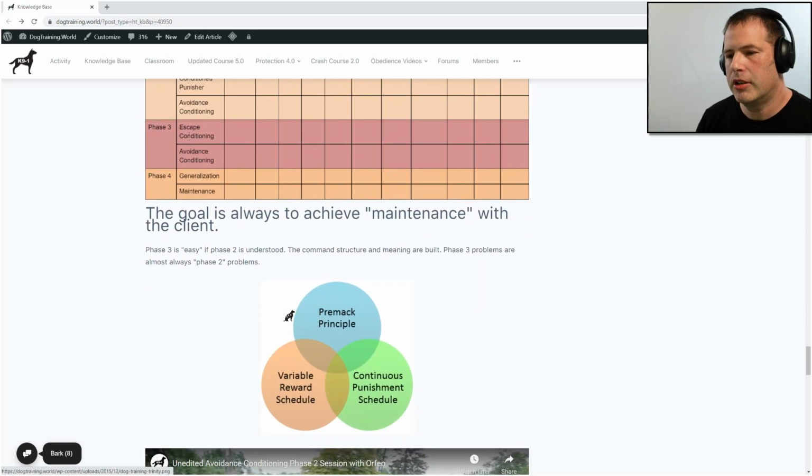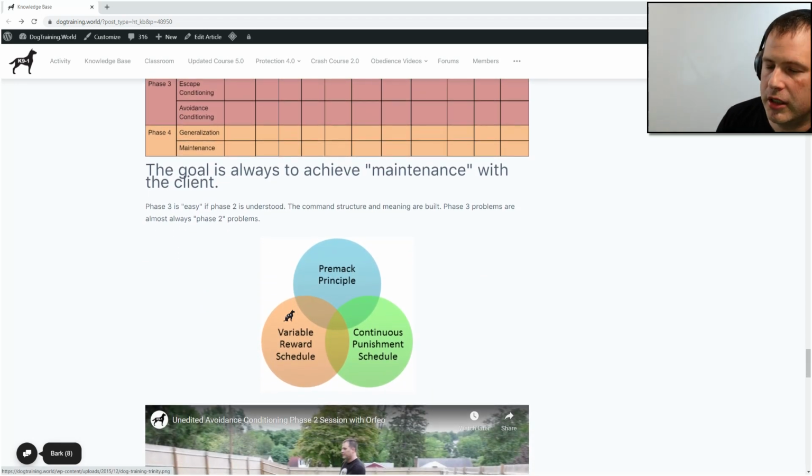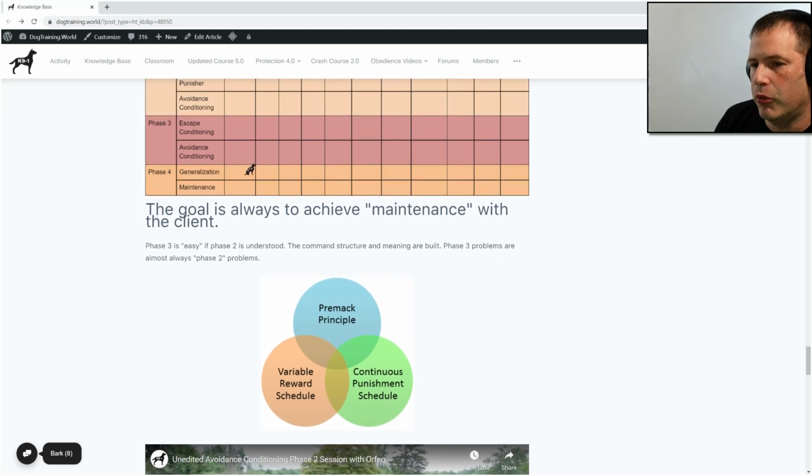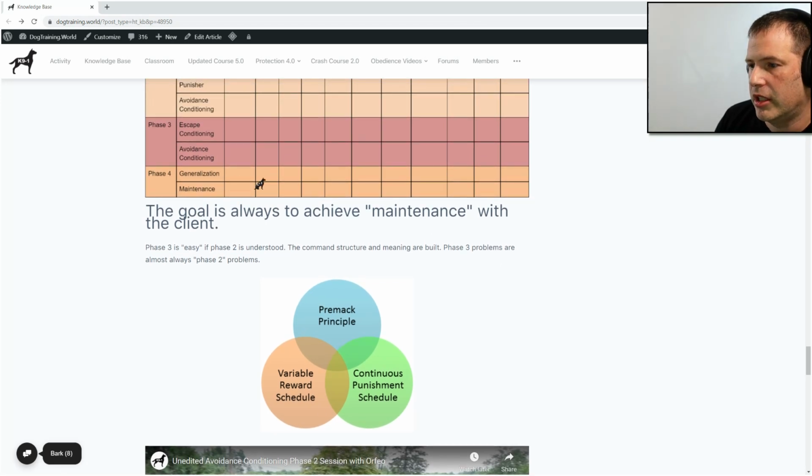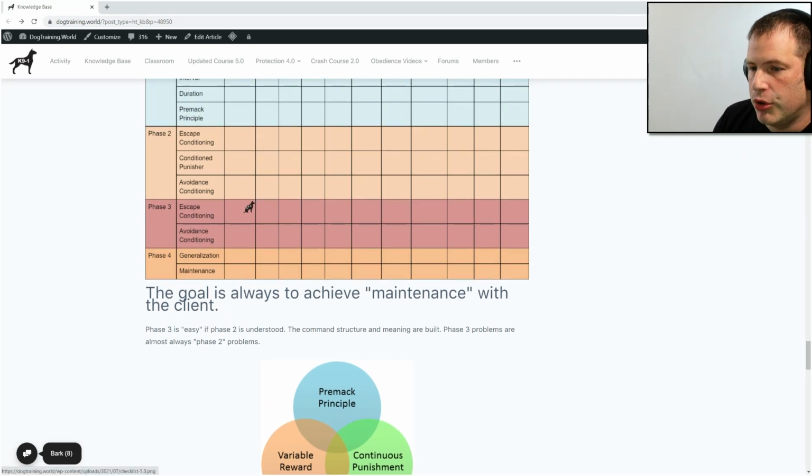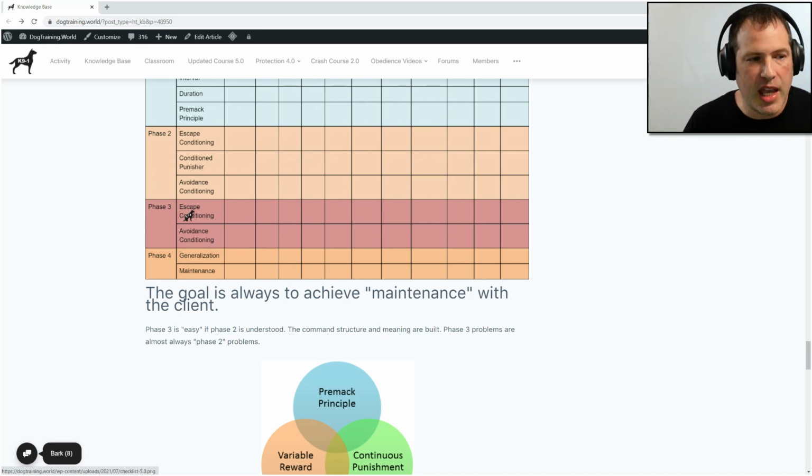So the goal with our client is to achieve what we call the maintenance level over here. So phase 3, and we want to be able to move into phase 3. Phase 3 is when we get the dog working off leash, and we are working around higher level distractions and potentially using punishers that are much more aversive, that the dog will seek to avoid in these higher level distractions.